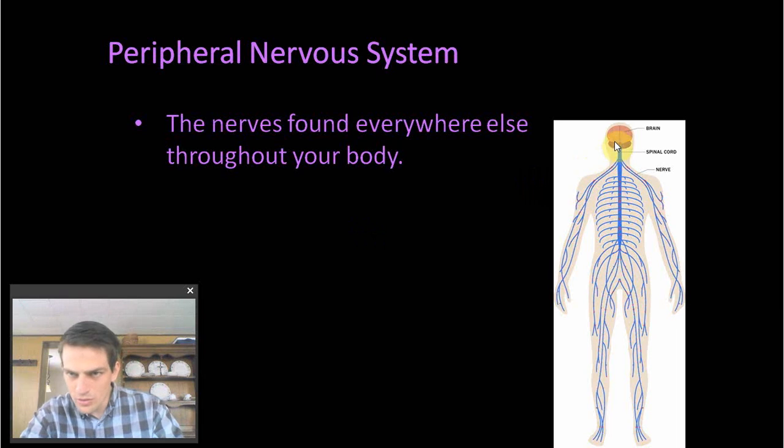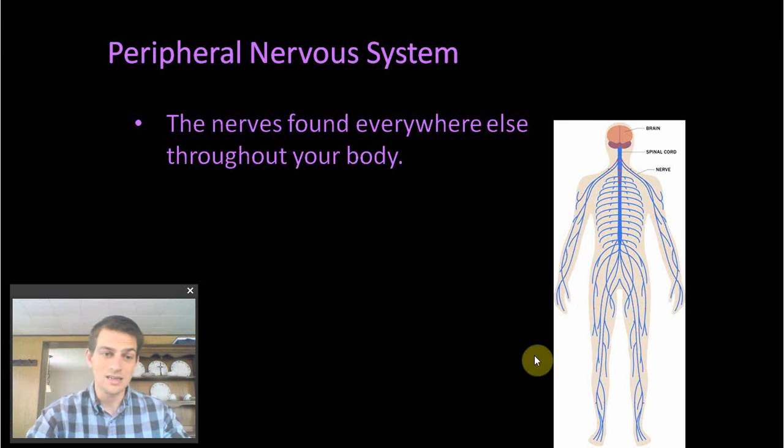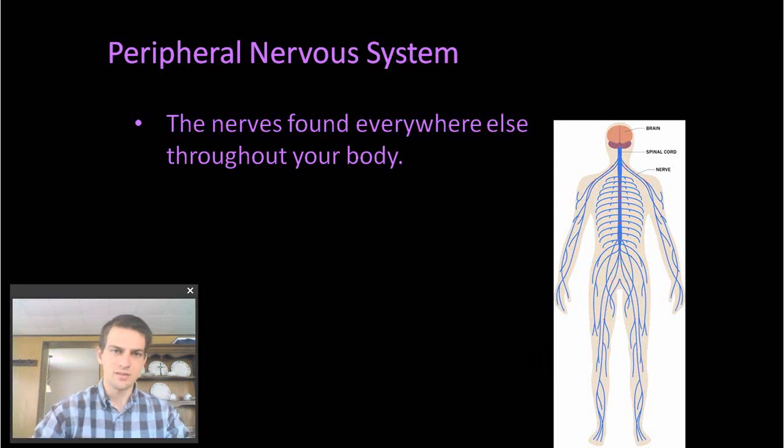So in this diagram over here, you can see you have your brain and spinal cord, which are the central nervous system, and then all these other nerves going throughout your body that are gathering and sending data, information. And that is the peripheral nervous system.